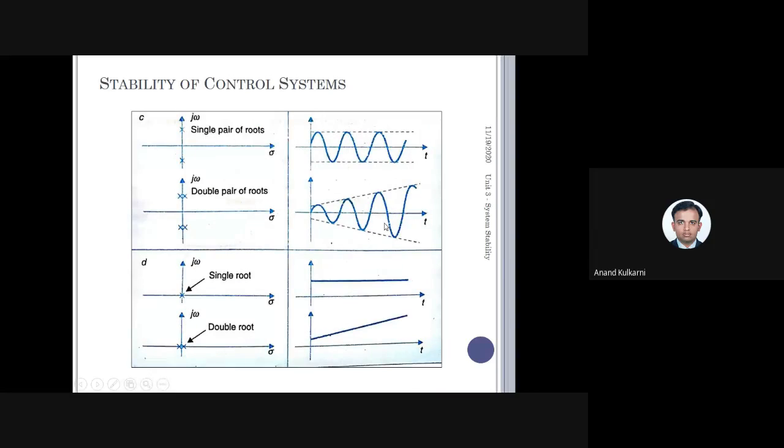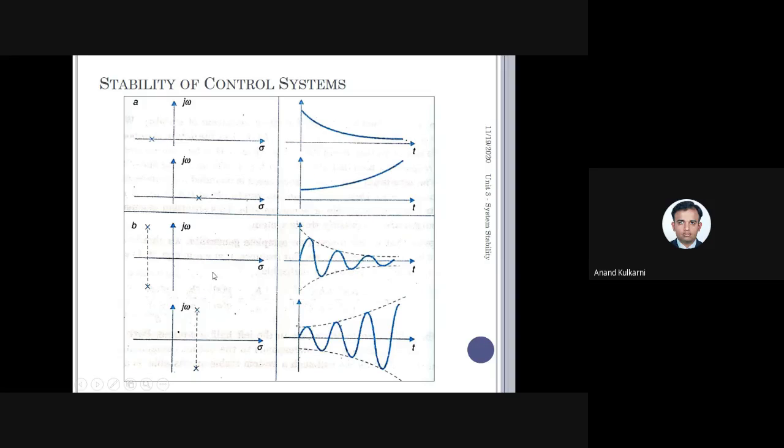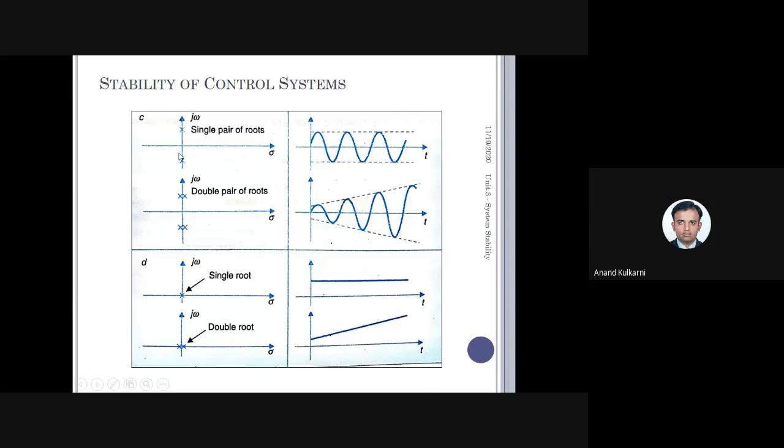Similarly, other two cases. See now here the third case, which is an extension of this sketch. If it has zero real part, that is, the poles lie only on the imaginary axis, that is, one with positive j omega and one with minus j omega. The response you can see here. What does it indicate?